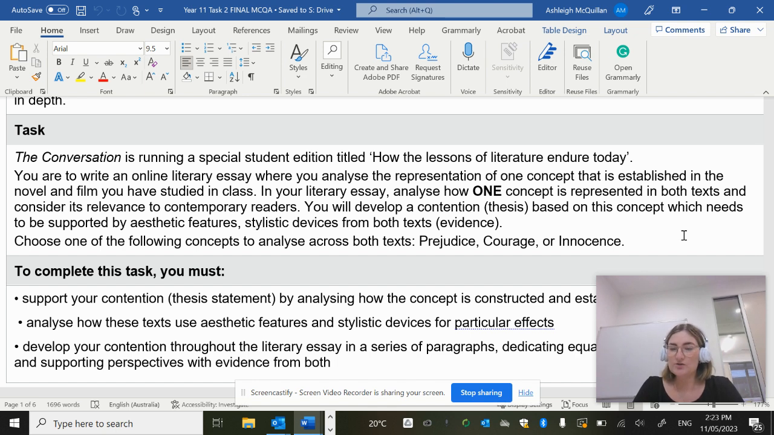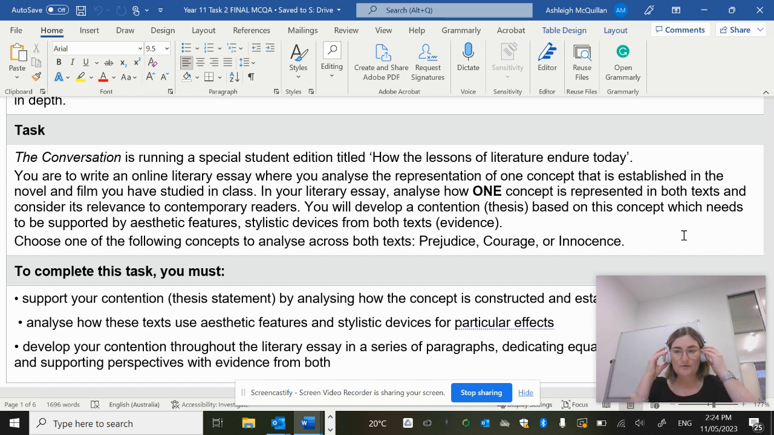And the important thing is you need to analyze how the concept is represented in each text. It is not a compare and contrast. You can obviously draw some similarities between the two texts, but that is not the purpose. The purpose is to analyze how the concept is represented, so how it's actually appearing in the text. You also need to link it to how these lessons that we learn in this literature are still relevant today. They still last. It still stands the test of time.